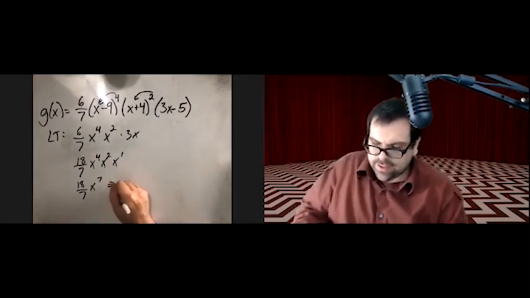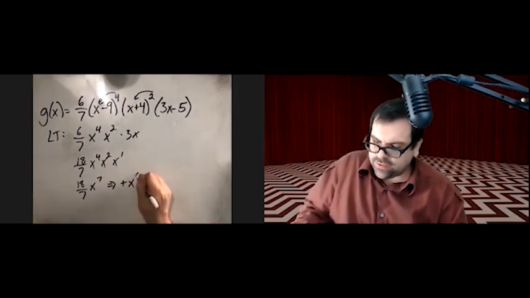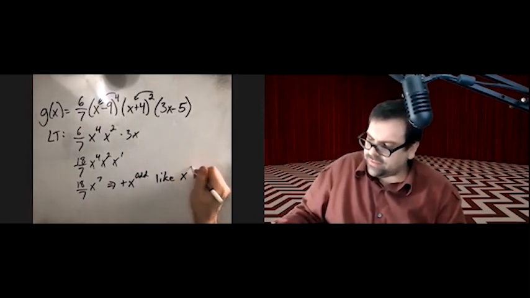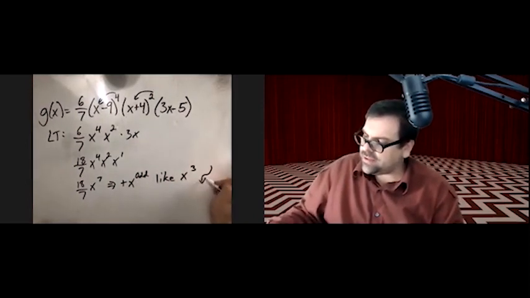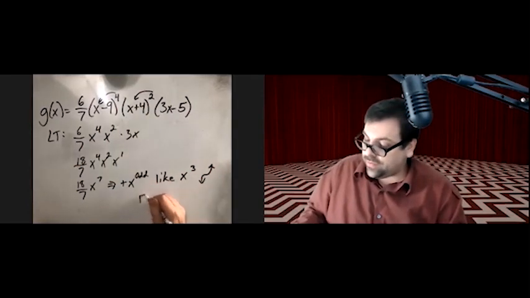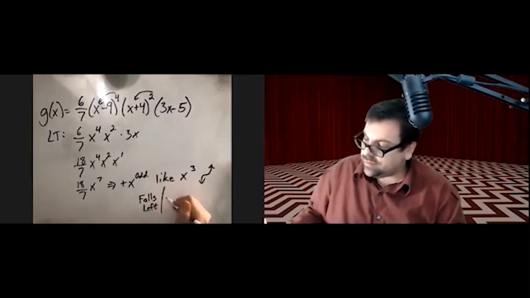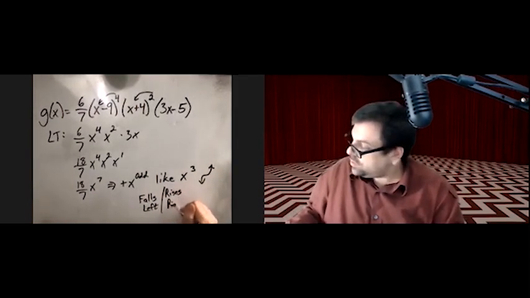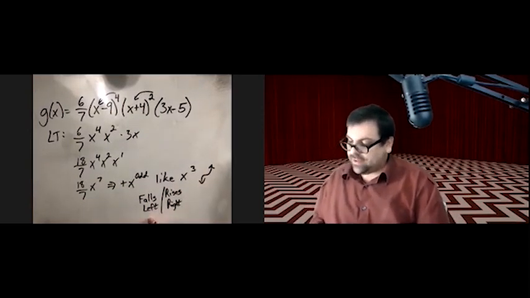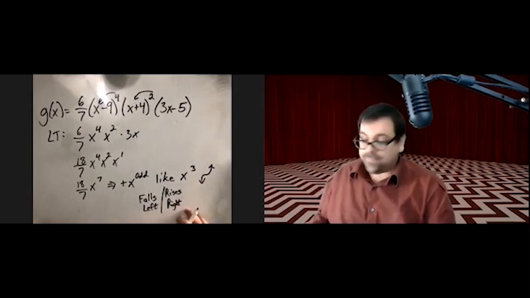That is a positive x to an odd. So it's like positive x cubed, which looks like this. So this graph falls left, rises right. Down to the left, up to the right.